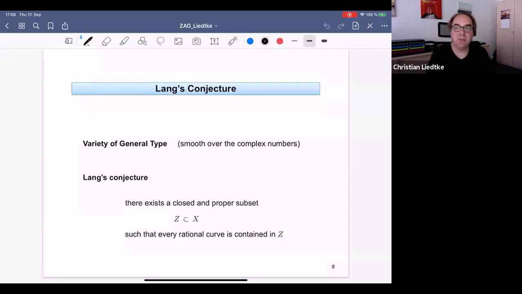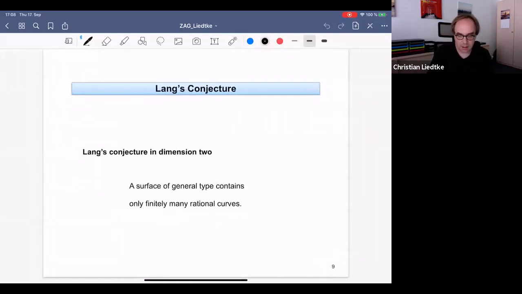But so there can be infinitely many, but conjecturally they should all be contained in a proper closed subset. And in particular, in dimension 2, it means that a surface of general type contains only finitely many rational curves. Of course, these conjectures are closely related to questions of hyperbolicity, but this is known, as far as I know, only in very, very few cases. But this is the general picture. Varieties of general type should contain very few rational curves. Fano varieties, on the other extreme, loads.